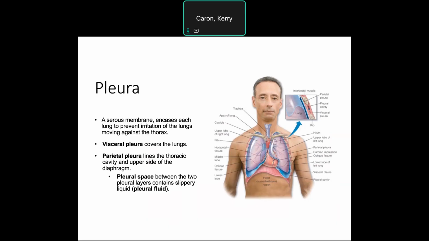So the visceral pleura covers the lungs. On that side, it's covering the lungs. The parietal pleura lines the outside of the rib cage or thoracic cavity and the upper side of the diaphragm. Between the two layers, we call it a pleural space, and the fluid between is called the pleural fluid.